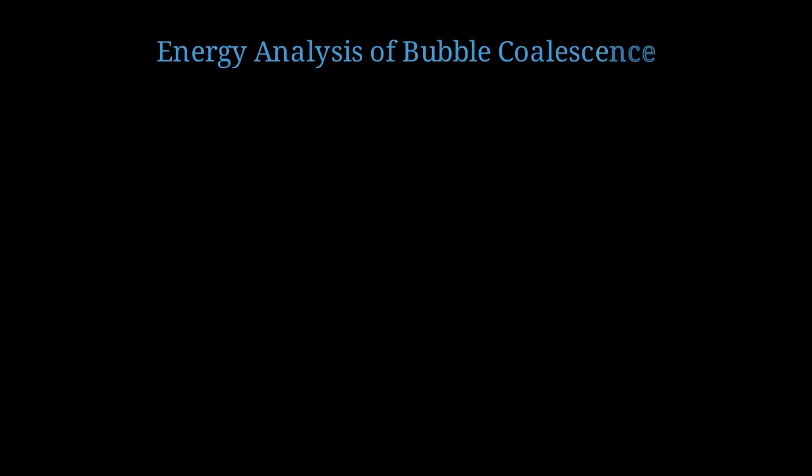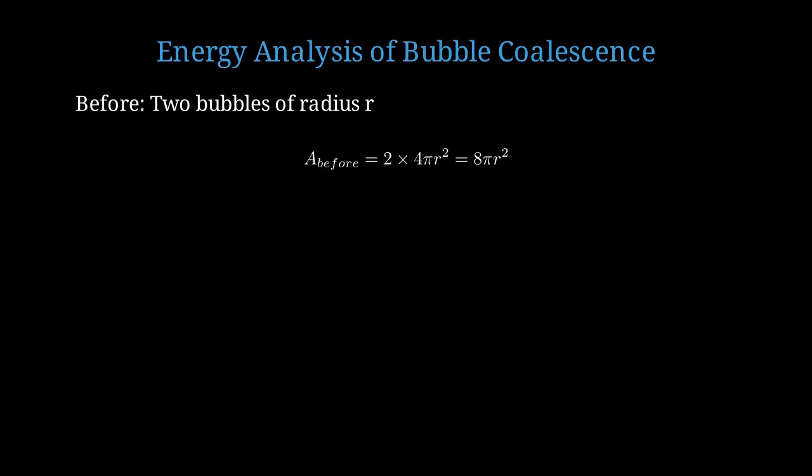Let's do an energy analysis. What happens when two identical bubbles coalesce? Initially, we have two bubbles, each with radius r. The total surface area before is 2 times 4 pi r squared, which equals 8 pi r squared. After coalescence, we have one bubble.